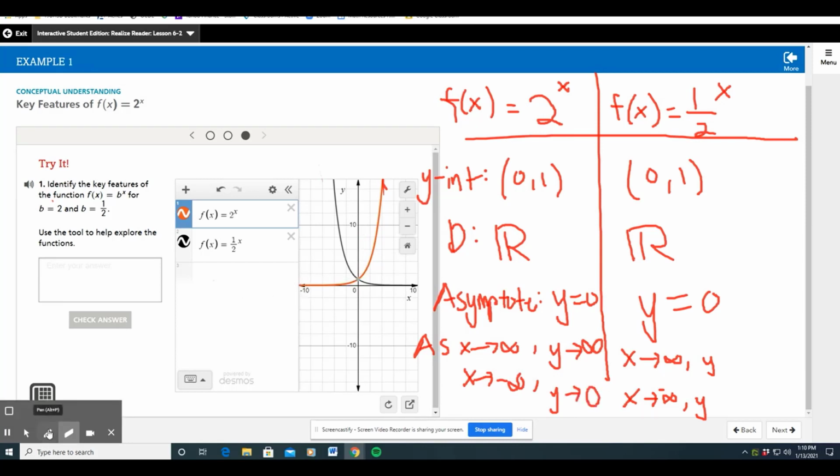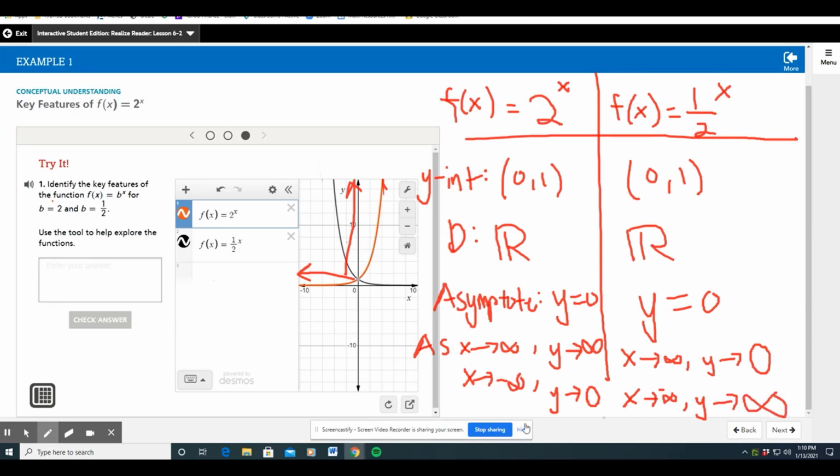For the black graph, as x is heading towards positive infinity, so as your x values are going this way, it's going to be different now because your y values are coming down towards 0. Okay, so we're going to go ahead and put that as x is going to positive infinity, now this one is going to 0. And then as x is going to negative infinity, which means that as your x values are going this way, what's happening to your y values? Your y values are increasing towards positive infinity, okay?